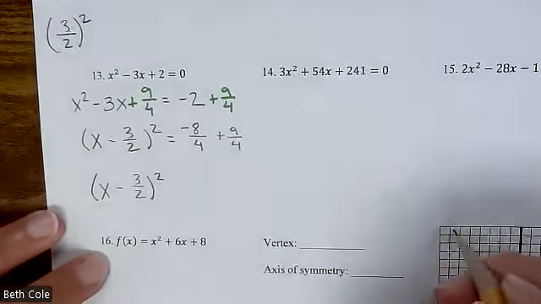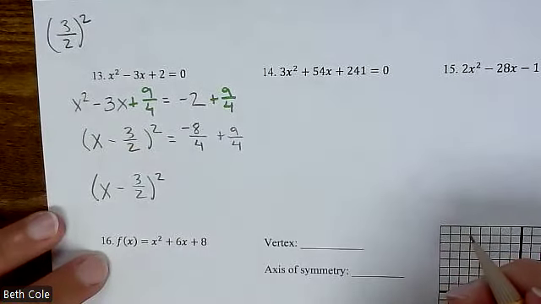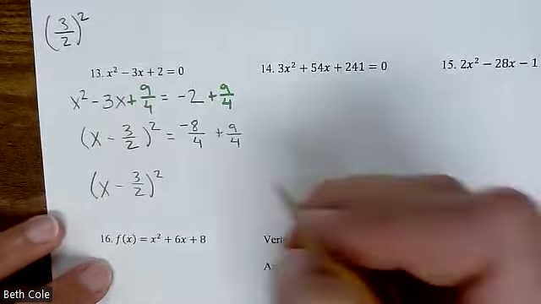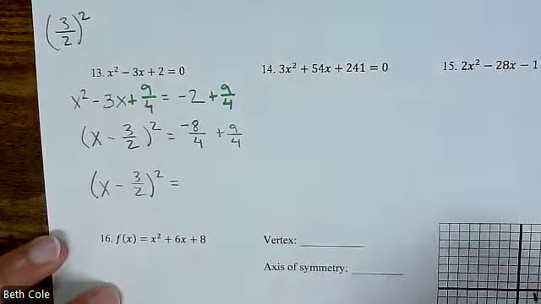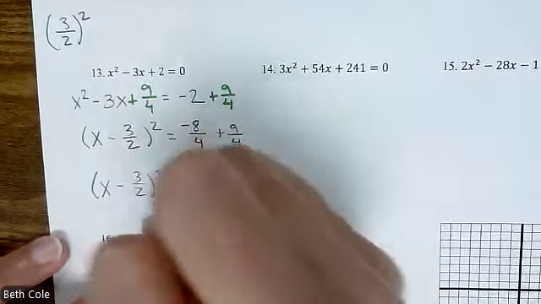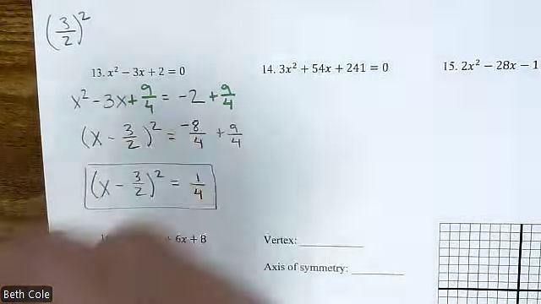X minus 3/2 squared. I get that you're talking about the math, but you're still talking over me. Everyone's got to be able to hear me. Equals, and then if you combine these, what's that going to give you? 1/4. 1/4. Halves and fourths.